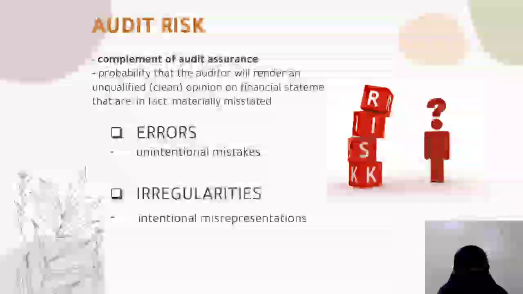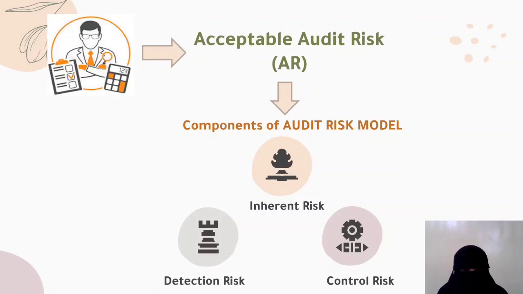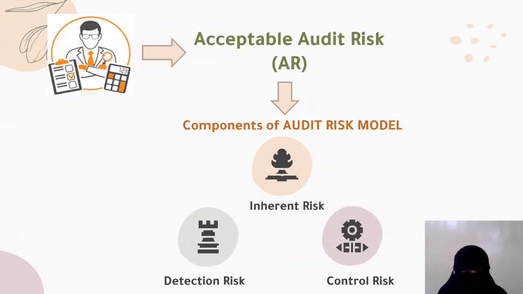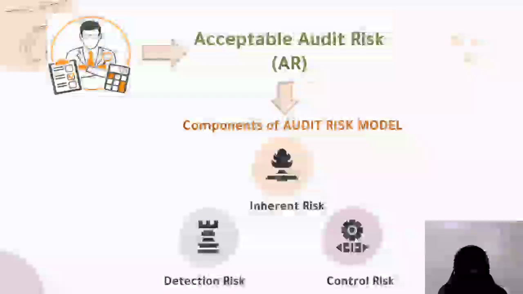Now, of course, it is impossible to achieve 100% assurance. So the best way to go for an auditor is to minimize the audit risk to an acceptable level. Now, the acceptable audit risk is estimated based on the value of the components of the audit risk model. These are inherent risk, control risk, and detection risk. So let's discuss these components one by one.